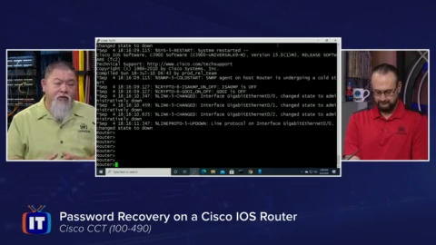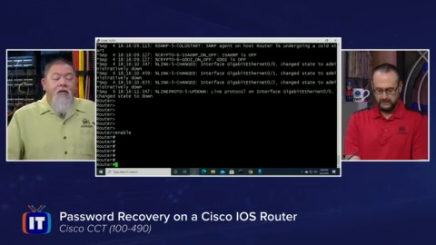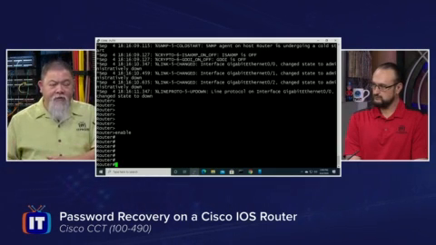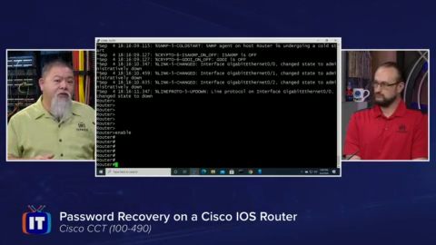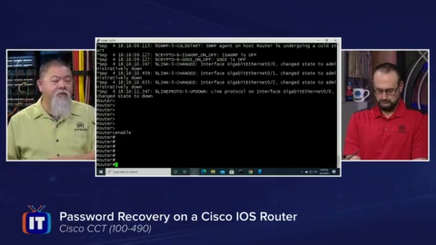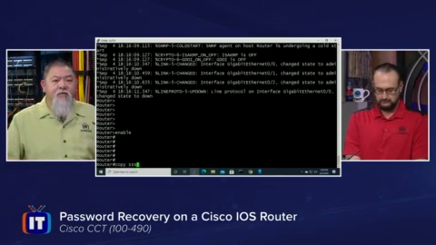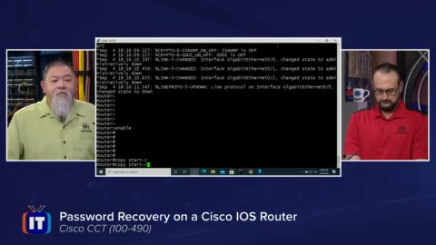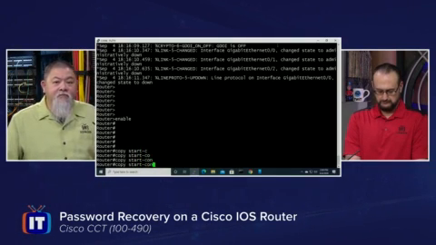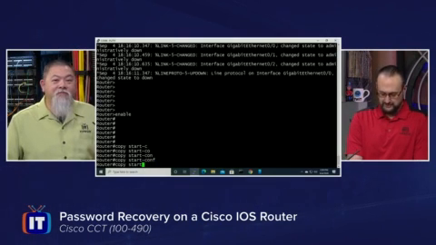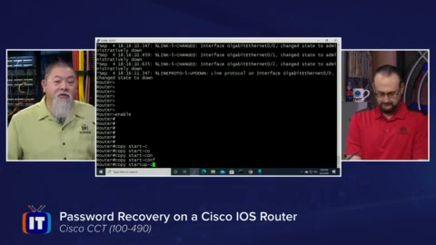Let's go ahead and get into privilege mode at this point. Now, for us to be able to do that, we have to overwrite what's in startup config. But the way that we do that is we copy it into our running config first. So type in copy, and then startup-config.